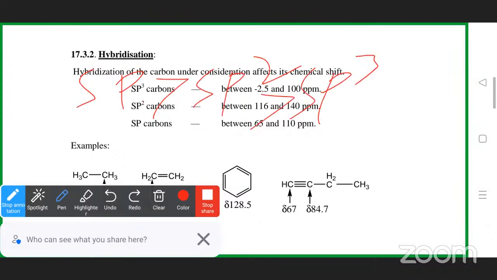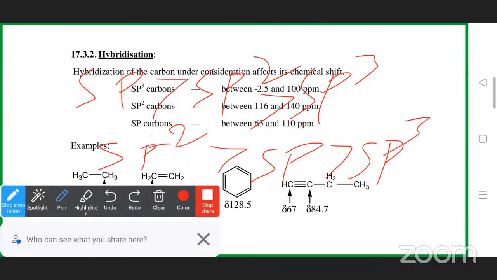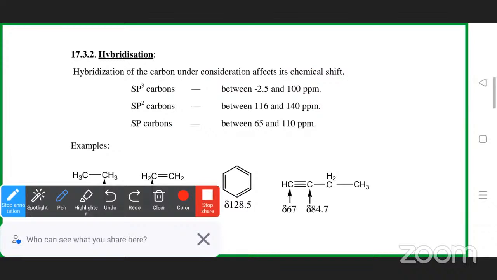But here we are observing the sp2 and the sp. You can see a disorder in this, where the sp2 comes further downfield than this one. This disorder is due to the anisotropic effect.